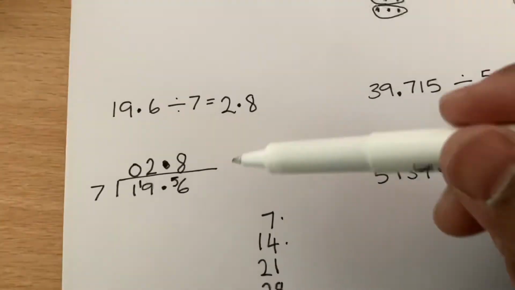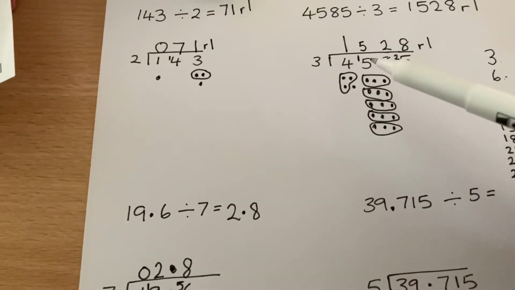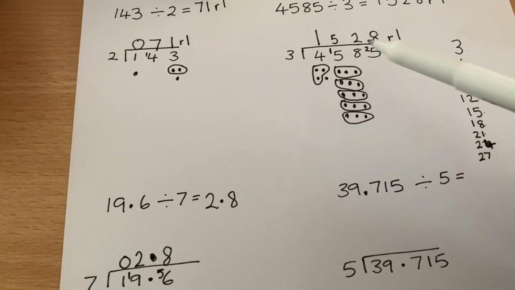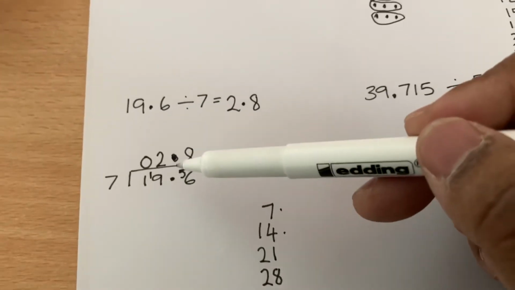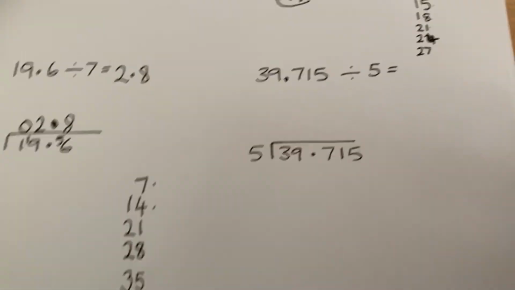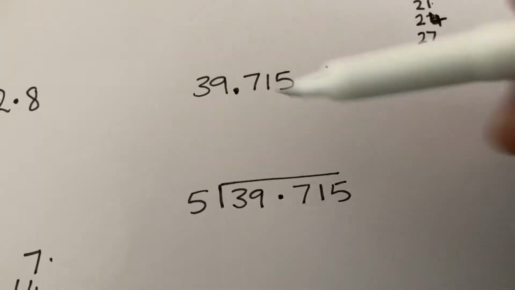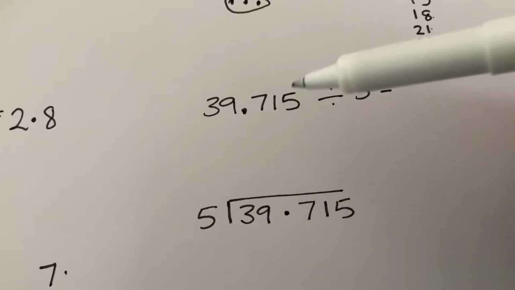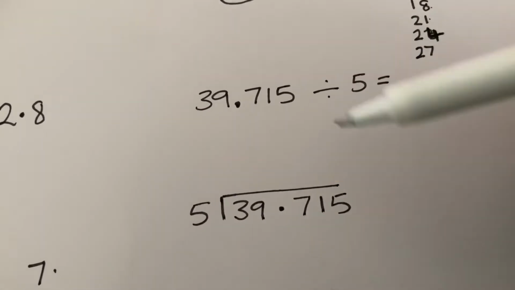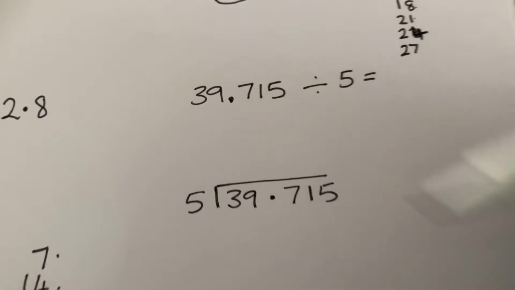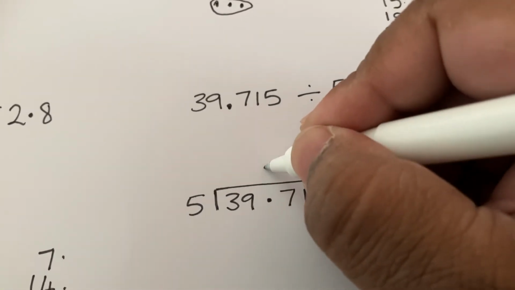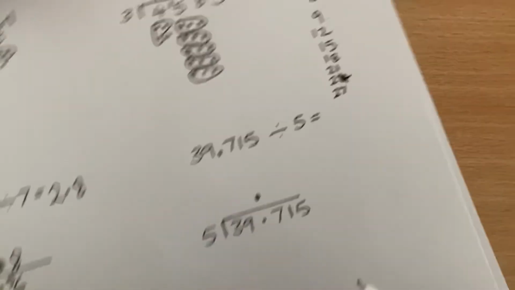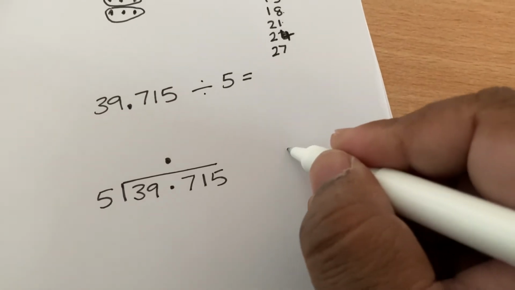Can you see? It's exactly the same as doing your bus stop method with a whole number. The only difference is we've got a decimal in there. It doesn't make any difference at all. So can you remember what we need to do first? 39.715 divided by 5. What do we need to do first? We need to put the decimal point in. Well done.